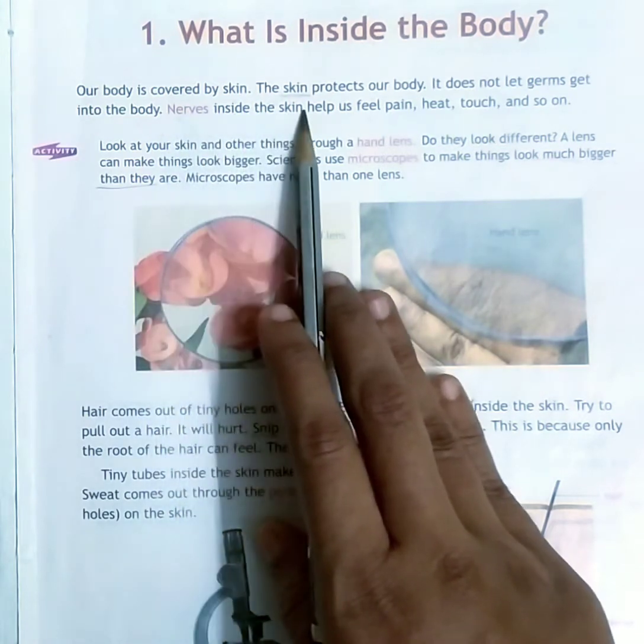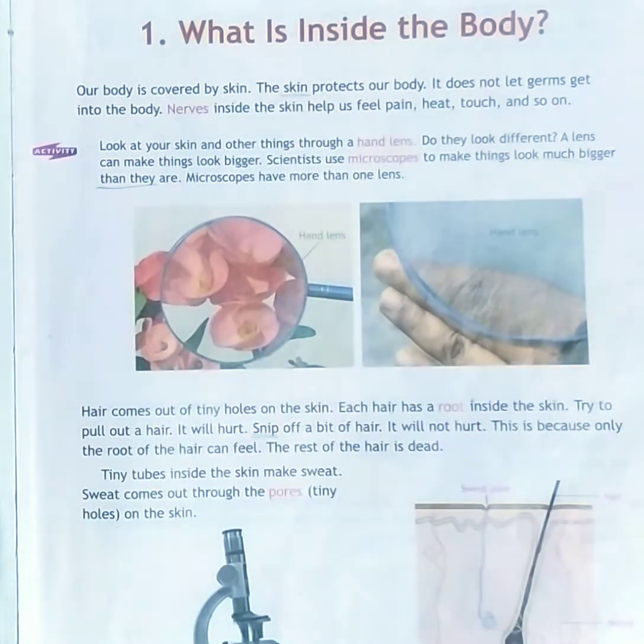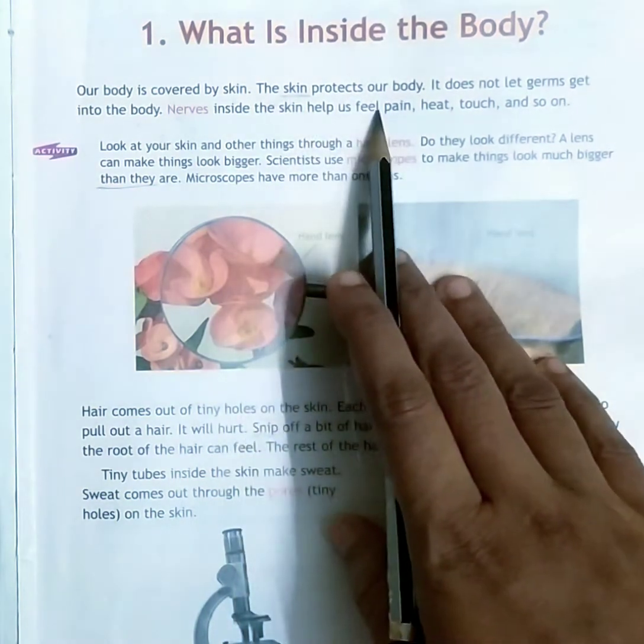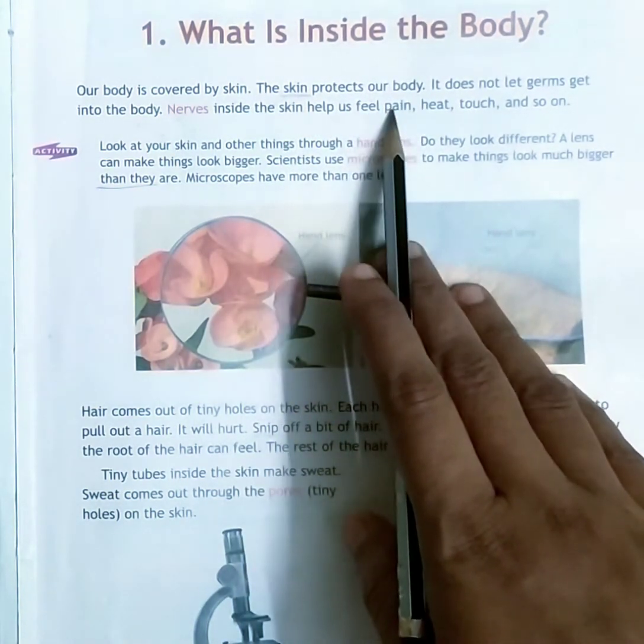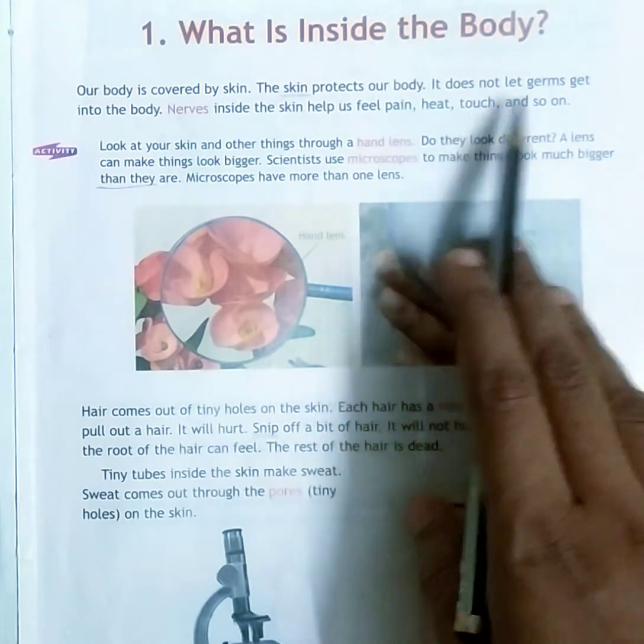Nerves inside the skin help us feel. Where are the nerves? The nerves are inside the skin. The nerves inside the skin help us feel pain, heat, touch, and so on.